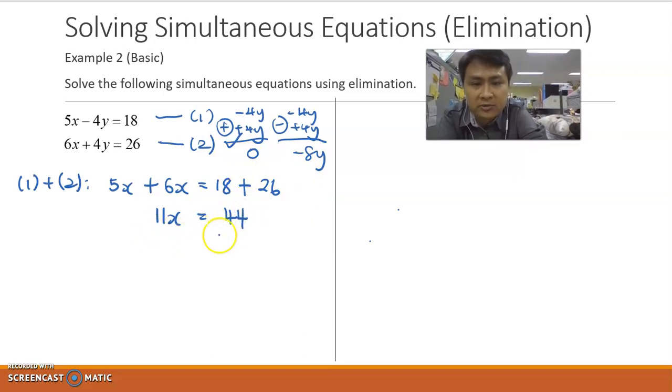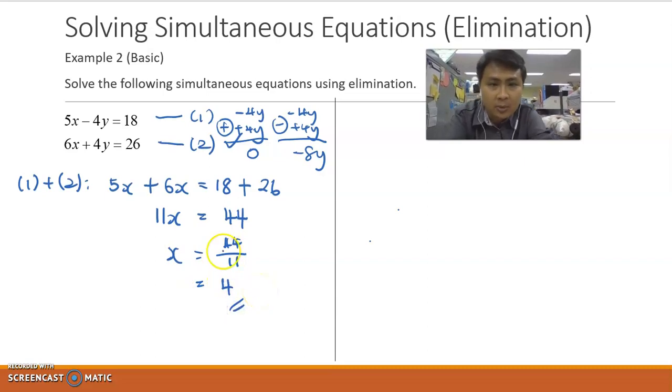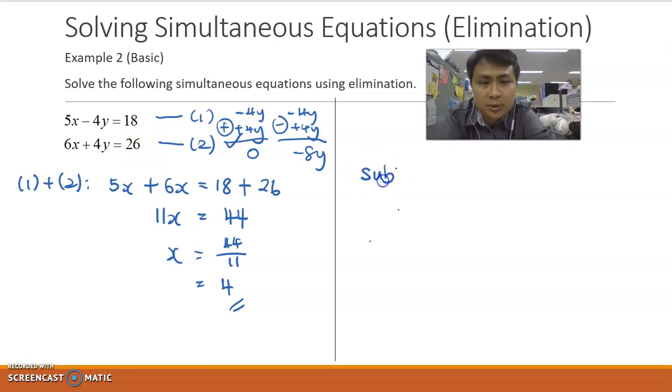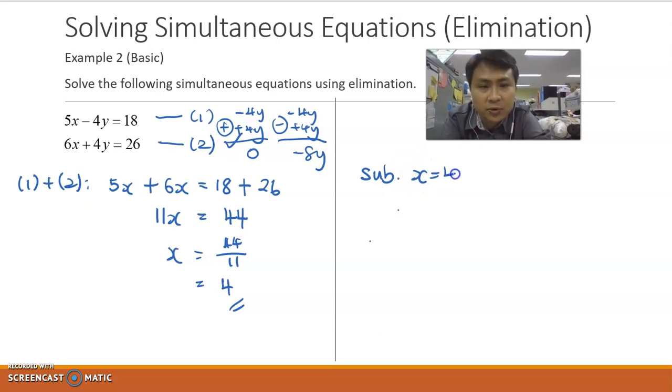So 11x is 44. X will be 44 divided by 11. We'll get 4. And once we have obtained the value of x, we'll replace this x value either inside equation 1 or equation 2. Let's choose equation 1. It doesn't matter which one we choose, we will still get the same answer. So substitute x equals to 4 into equation 1.